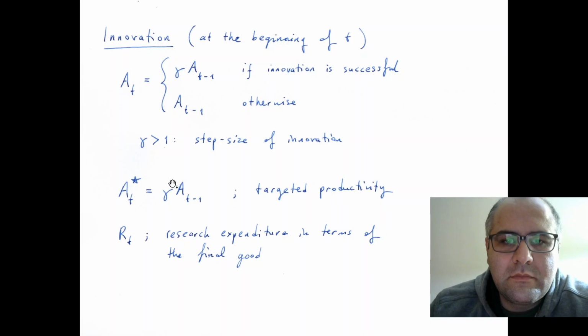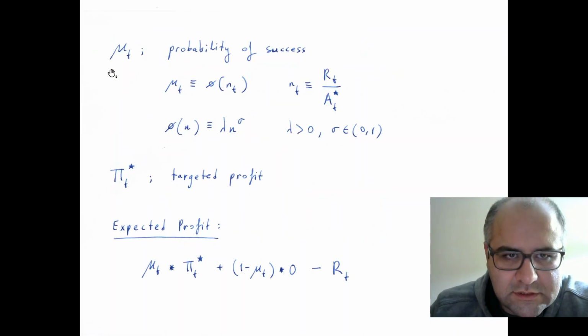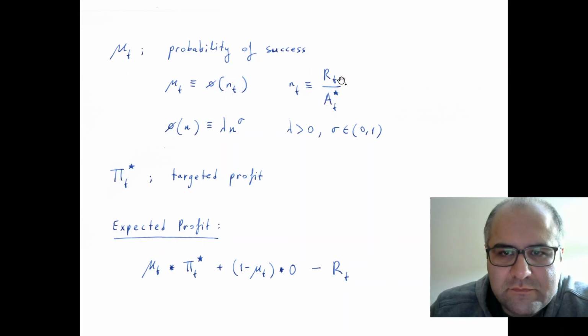Okay, so here is the probability of success. This is a Greek letter mu. So mu t is the probability of success, and that probability of success depends on two things. First is the research expenditure, RT, and the other is the targeted productivity, AT star.